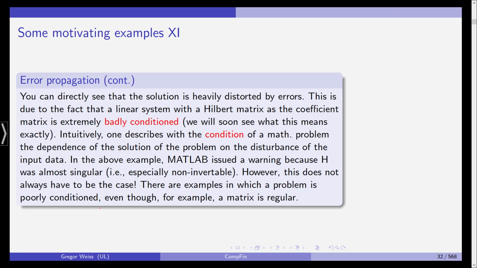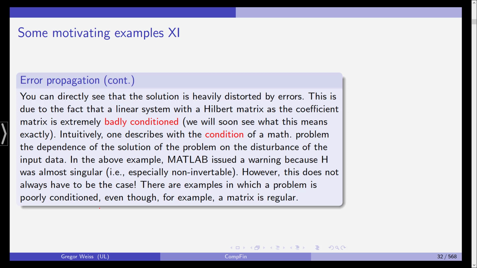Okay, in this case it's interesting to see that this is not due to the actual algorithm, but it's due to the fact that the problem itself, using a Hilbert matrix in a system of linear equations, makes the problem badly conditioned, schlecht konditioniert in German.